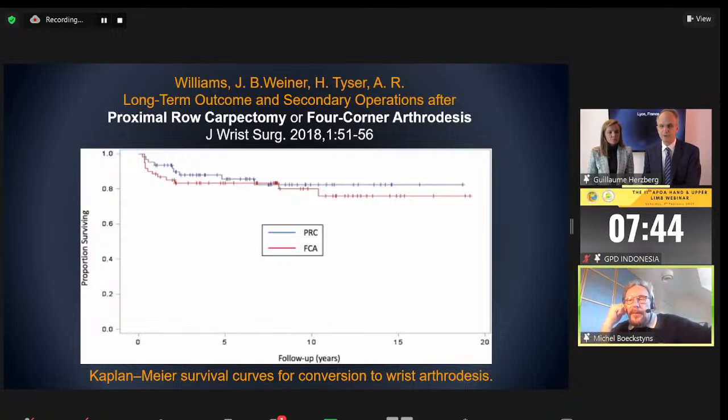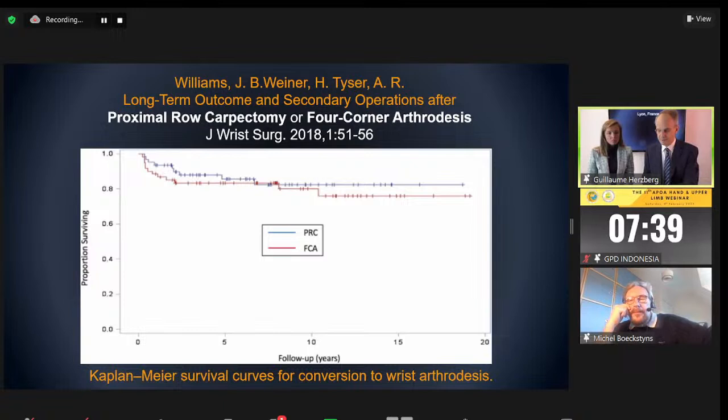It's not very frequent to see this slide. Yes, because we are used to being very severe with total wrist arthroplasty outcomes and complications. It's very important, and thank you for reminding us about that. We used to forget that and to think that PRC or four-corner is a winner procedure, but there is also a significant rate of conversion, so it's very important to remind that those procedures also have some complications.